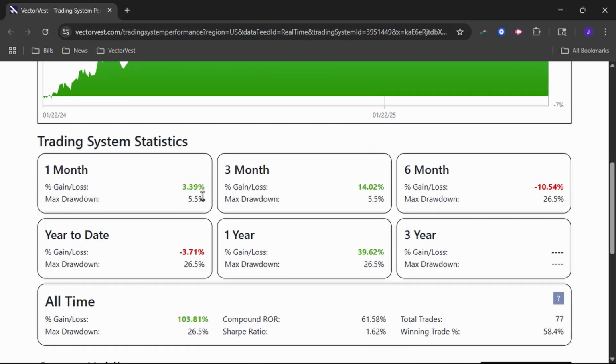Performance is 3.39% over the last 1 month, 14% over the last 3 months, 39% or 40% year over year. Year to date, not great, minus 3.71%. You can see 6 months there, minus 10.54%. So it does look like it's coming on as of late. 1 month, 3 month performance is pretty good. Pretty low drawdown there as well, only about 5.5%.